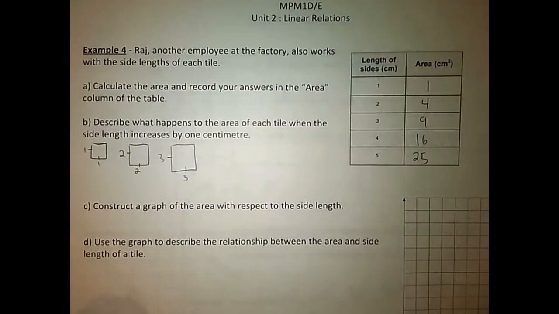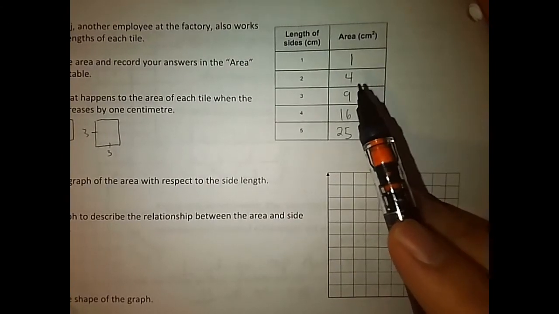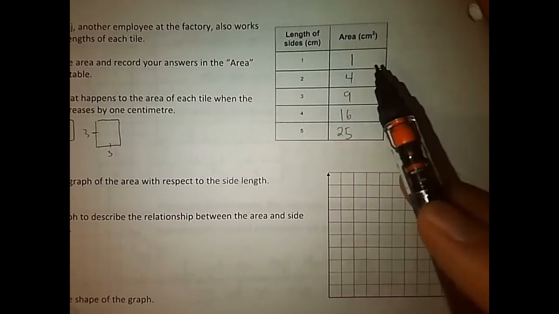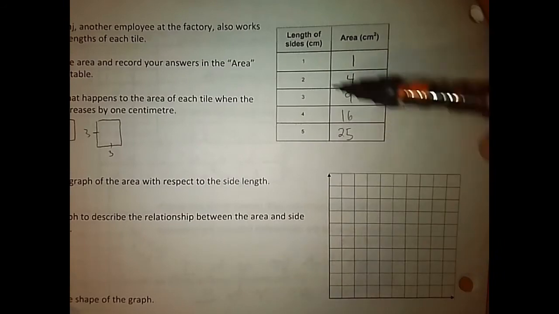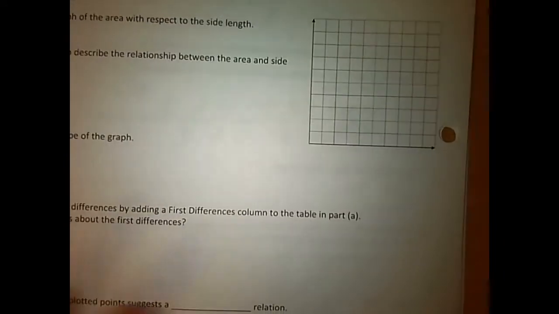Then we can construct a graph of this. So we're going to have side lengths, because again, which one depends on the other? Well, the area depends on how long these sides are, because we can't calculate the area unless we know these side lengths. So this depends on this. This is also the first column, so usually it's the independent variable. So we're going to put side lengths here again.